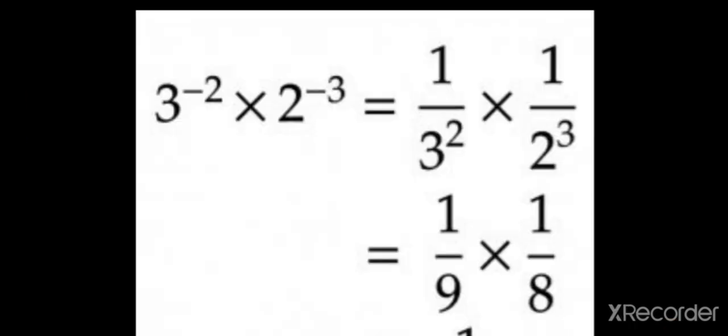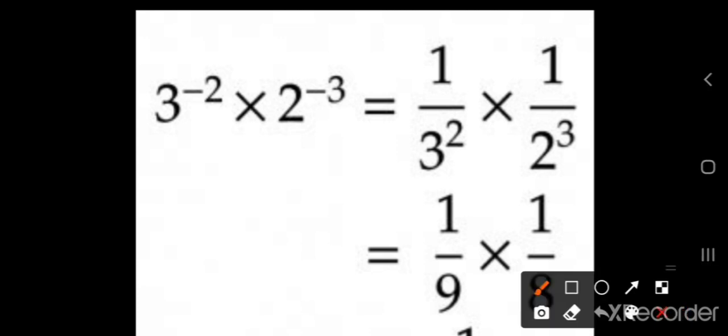Okay children, let us see an example problem where there is multiplication used and the powers are negative. Okay, 3 raised to minus 2 into 2 raised to minus 3. So it is multiplication. So what you are going to do? Multiplication it is, and the powers are in negative. Powers should be converted into positive. So what you will do? You will take its reciprocal.